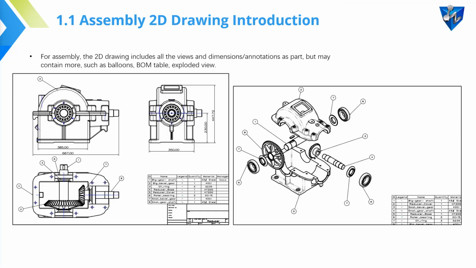So the assembly 2D drawing is similar to the part 2D drawing, but there are still some differences. As you can see from this screenshot, first, there are many components in the assembly, so we need to control the visibility of the components. Also, we need to add the BOM table and the balloons to show the component information, and sometimes we need the exploded view. So I will tell you how to create them.